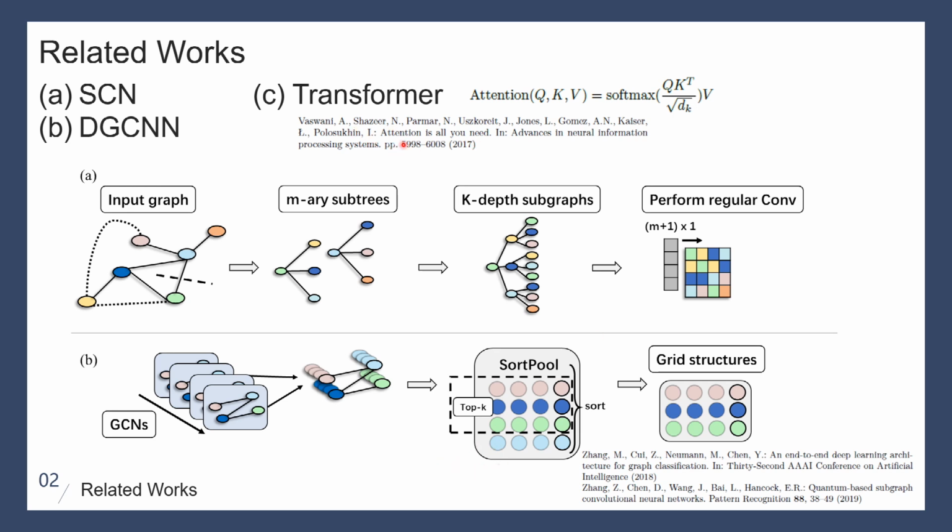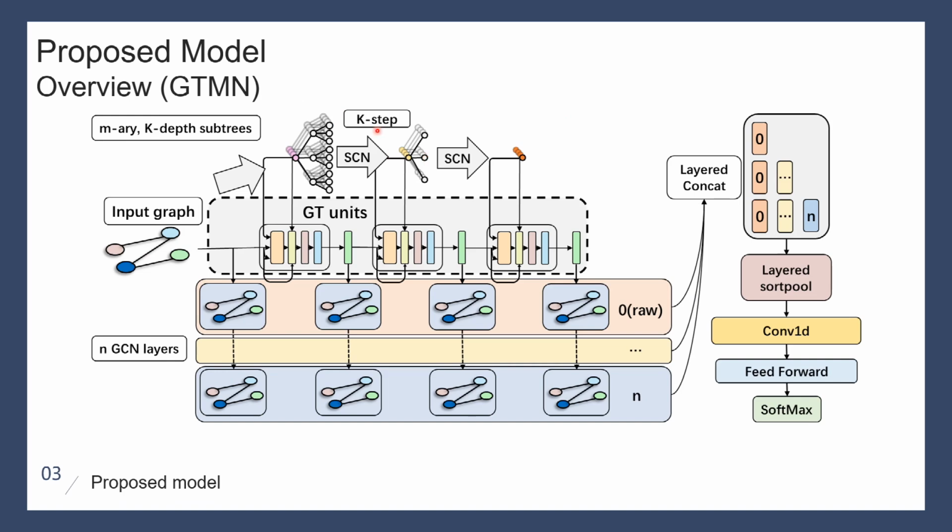Transformer achieves great success in NLP tasks. Its key idea is multi-head attention that can learn remote tokens connections well. We combine the features of these works and proposed our model. Our model is called the Graph Transformer with Mixed Network, GTMN.